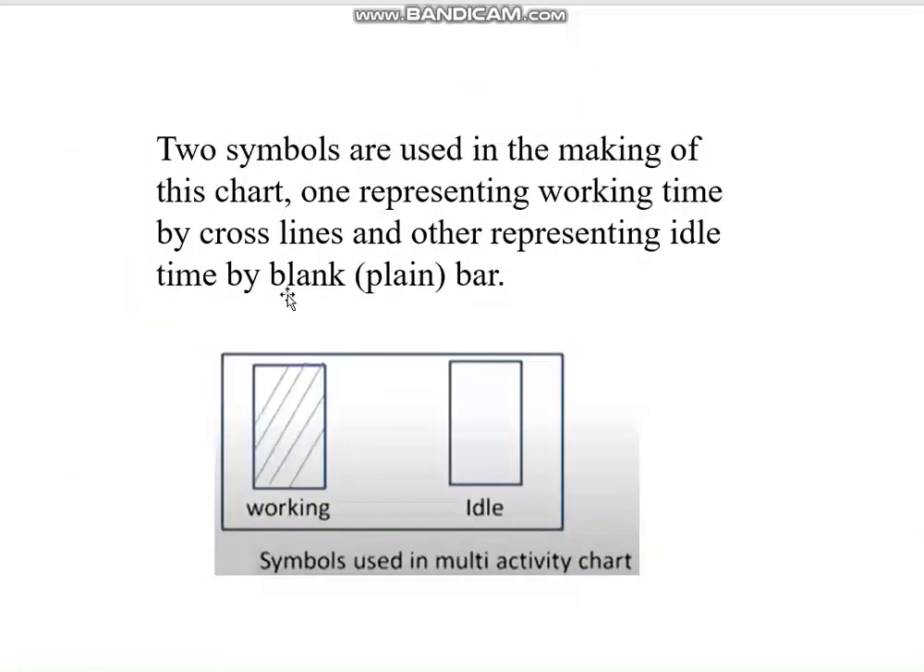Therefore, two symbols are used in making this chart. One is representing working time. If you hatch it like this, then it represents working. If it is blank white like this, that means it is idle. Okay, one is representing working time by cross lines or hatching, and the other is representing idle time by a blank bar, that is, unshaded. This is shaded, this is unshaded. These are the two symbols which we are going to use in the multiple activity chart.